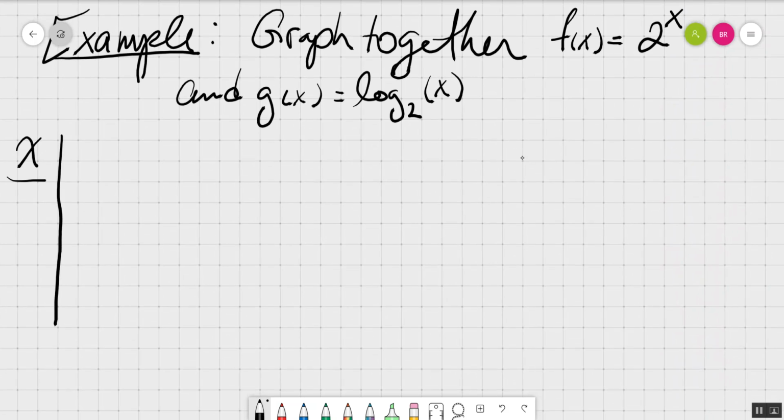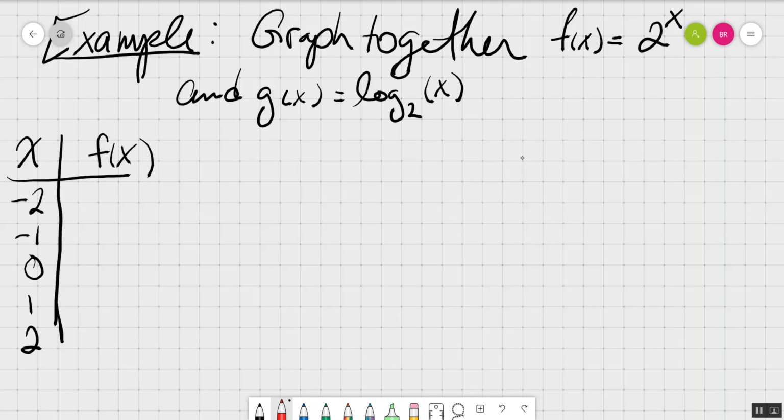I'm going to do f first. And just like you've seen me do many times, I'm going to be kind of uncreative with my choices. I'll do -2, -1, 0, 1, and 2. And we did this two videos ago with exponentials, so I'm going to do this kind of fast. 2 to the -2 is going to be 1/4. 2 to the -1 is 1/2. 2 to the 0 is always 1. Well, anything to the 0 is always 1. 2 to the first is 2. 2 to the second power is 2 squared, which is 4.